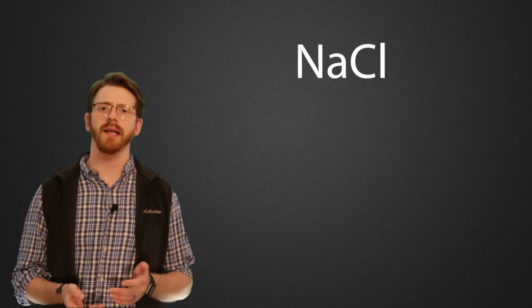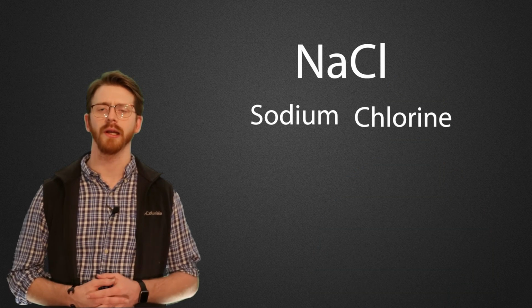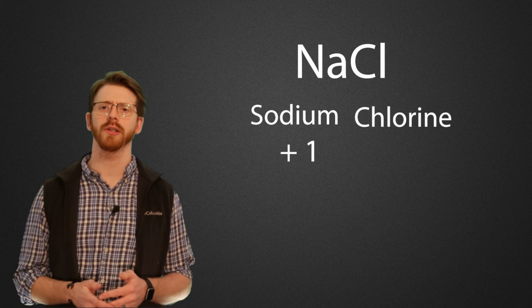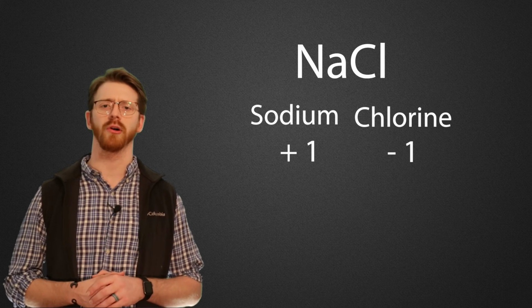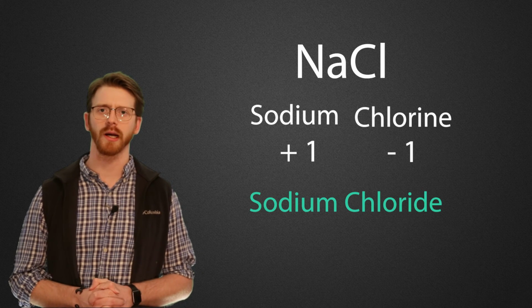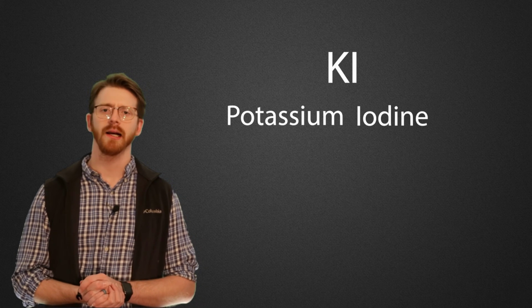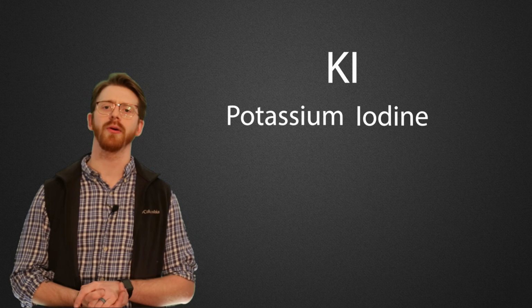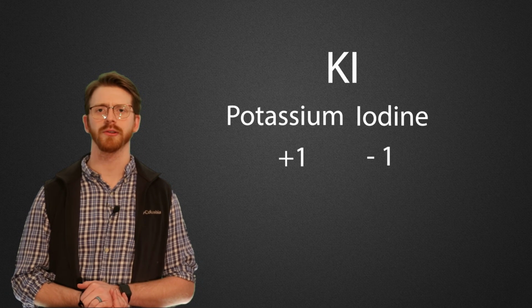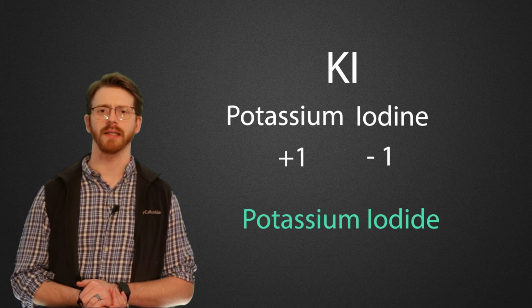The compound NaCl consists of sodium and chlorine. From the periodic table, we know that a sodium ion has a +1 charge and a chlorine ion has a -1 charge. Using our rules for naming ionic compounds, we get sodium chloride. Let's try another one. KI has potassium and iodine. Again, using our periodic table, we can determine that potassium has a +1 charge and iodine has a -1 charge. Thus, potassium iodide.